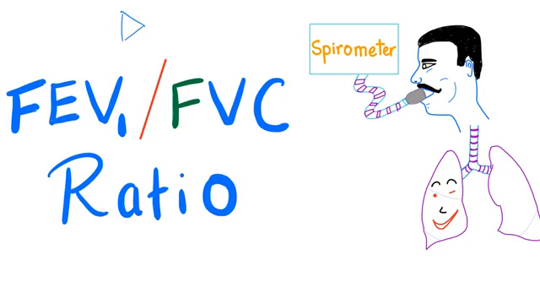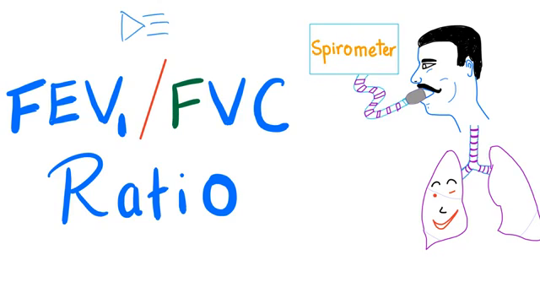We continue our playlist called Pulmonology or Pulmonary Medicine or Respiratory Medicine. And in the previous video, we started talking about the pulmonary function test. Today, we continue on talking about FEV1 to FVC ratio, how we use it to differentiate between normal, obstructive lung disease and restrictive lung disease.